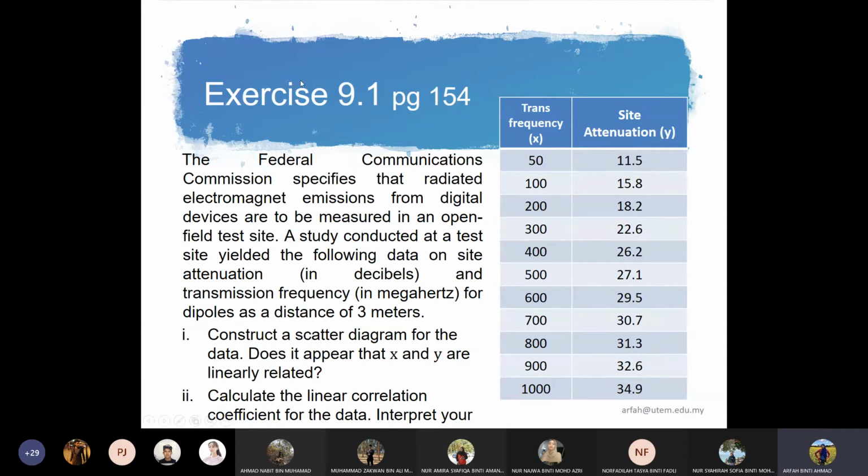So exercise 9.1 sebenarnya awak boleh buat nanti prediction. Kita akan tengok the use of regression untuk buat prediction. Okay. So exercise 9.1 page 154. So in this exercise dia kata the Federal Communication Commission specifies that radiated electromagnetic emission from digital.